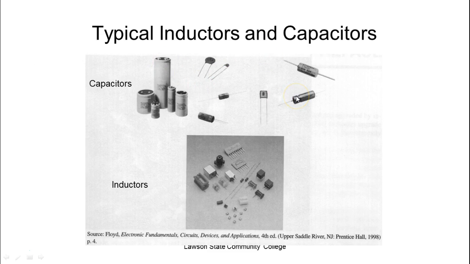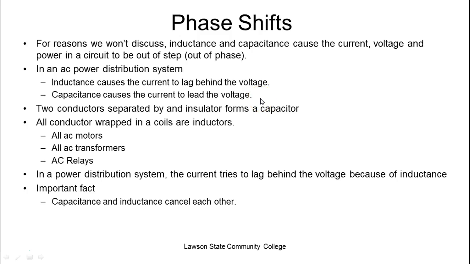These are some pictures of some capacitors. Now, we're going to talk about this a little bit just so we understand. When we have inductors or capacitors, they do something that you'll really learn in AC. They create what we call a phase shift between the current and the voltage in a circuit. Inductors cause the current to lag behind the voltage, and capacitors cause the current to lead the voltage.